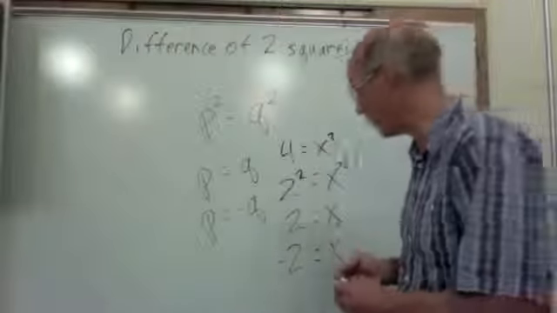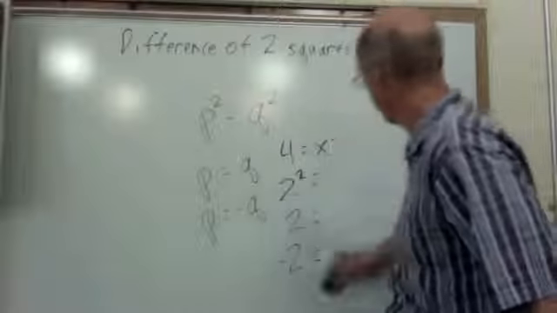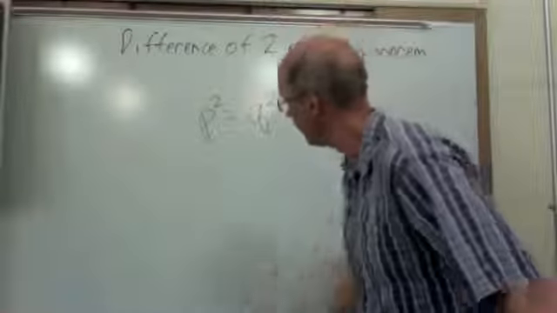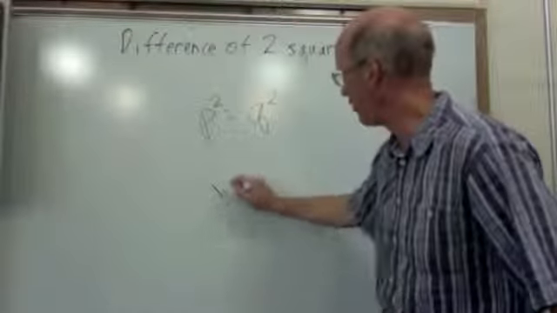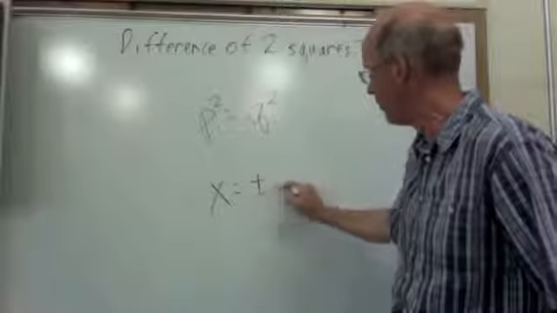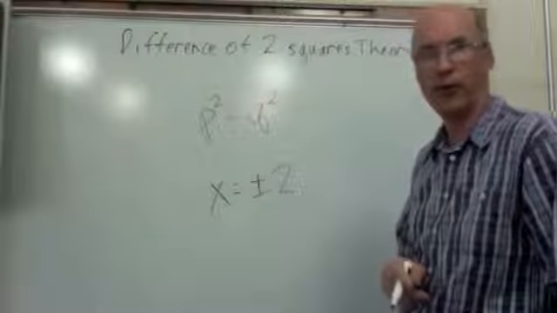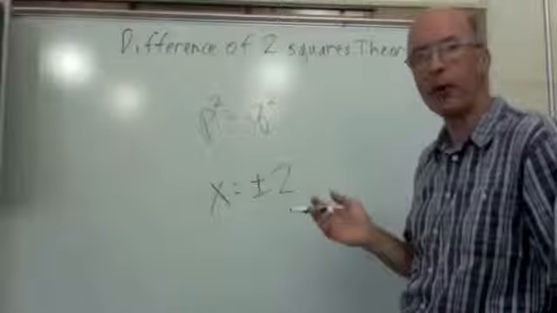Oftentimes we combine these and would just say x, in that case, equals positive and negative 2. Okay? Pretty simple, right?